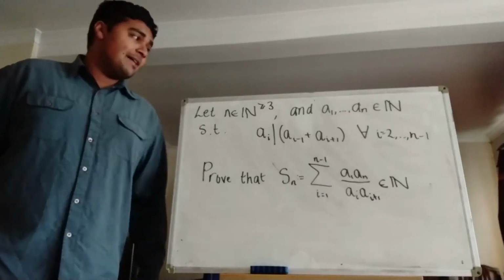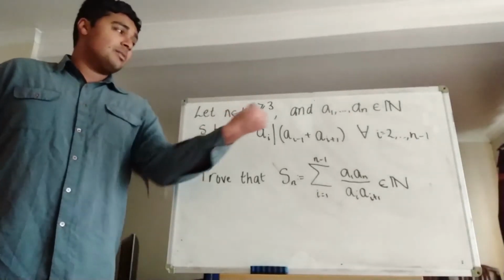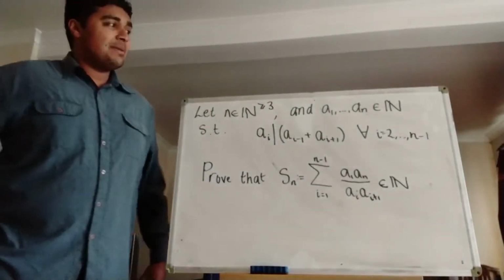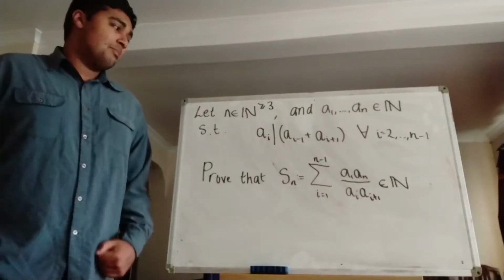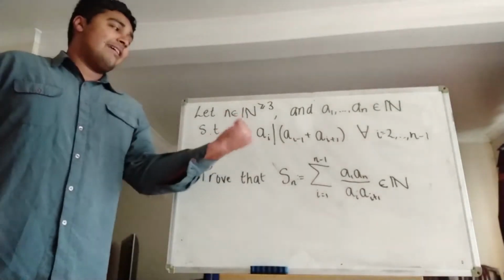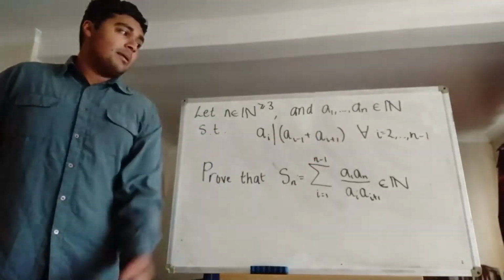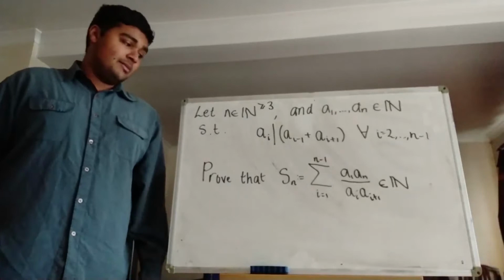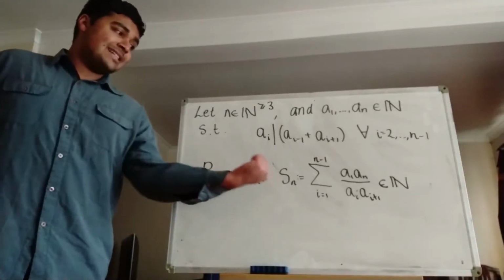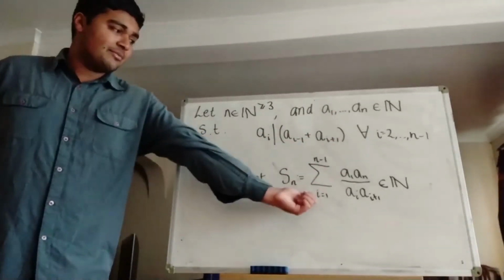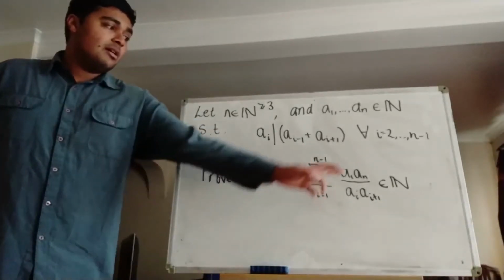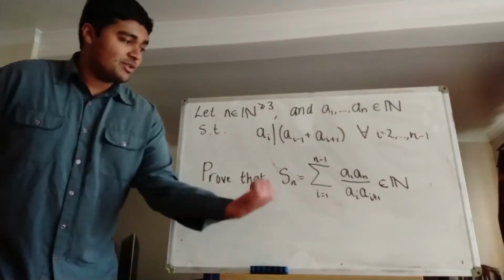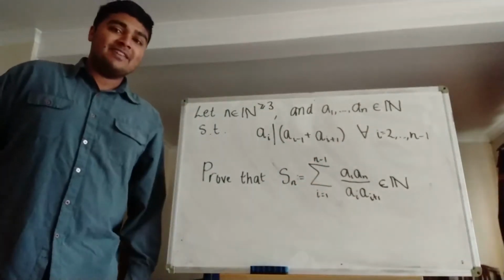Anyway, this is the problem I have for today. We have n being a natural number, a positive integer which is at least 3, and a1 all the way up to an being natural numbers, so again positive integers, such that ai divides ai minus 1 plus ai plus 1, and this holds for all i between 2 and n minus 1. We want to prove that Sn, the sum from i equals 1 to n minus 1 of a1 an divided by ai times ai plus 1, is always a positive integer.